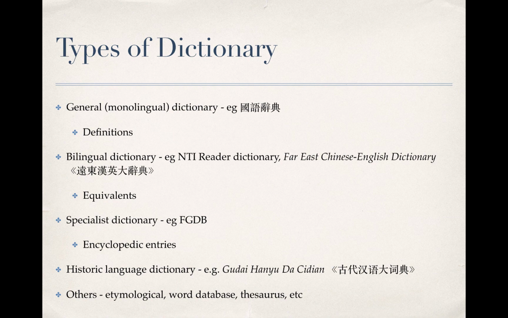There are many more kinds of dictionaries. An etymological dictionary is a little bit different from a historical dictionary in that it explains how words develop over time. For example, an etymological dictionary of classical Chinese would give the Old Chinese and the Middle Chinese pronunciations. We also have word databases. These are becoming popular now with a lot of online tools and thesauruses and so on.